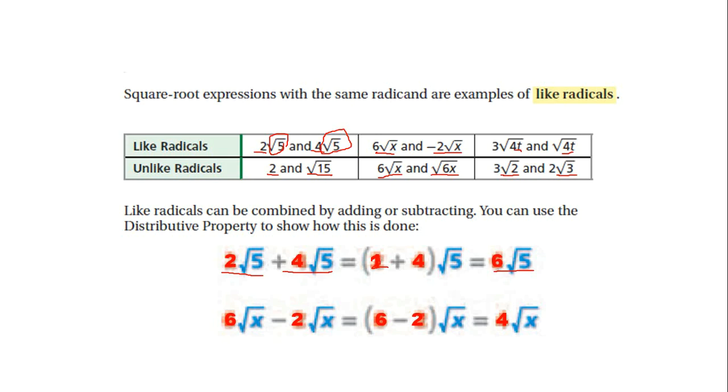For the next one, look here. 6 radical x minus 2 radical x. We only subtract the 6 and the 2 if and only if the roots are the same. The radicals are the same, and they are. So we subtract 6 minus 2, equal to 4, and we put the radical x as it is.